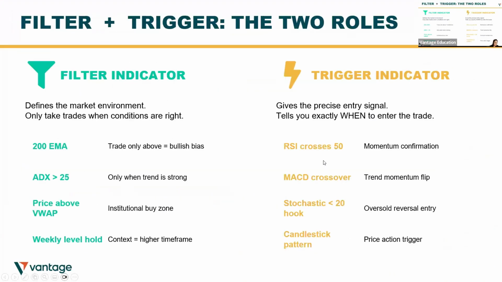So you shouldn't use more than 3, okay? 1 to 2, max 3 indicators, that is enough. Filter plus trigger, the 2 rules. So the filter indicator defines the market environment.